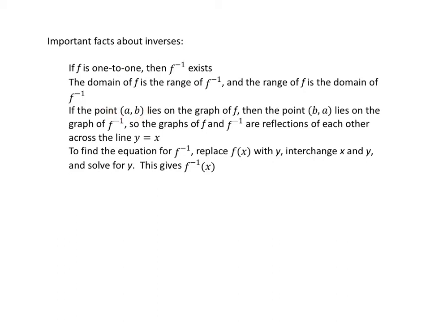If the point (a, b) is on the graph of f, then (b, a) is on the inverse. So your x and y values in your function and your inverse switch places, and they reflect across the line y equals x. And then finally, to find the equation of your inverse, you'll do exactly what we did. Replace f of x with the letter y, then make your x and y switch places, and then solve for y. That gives you the inverse.